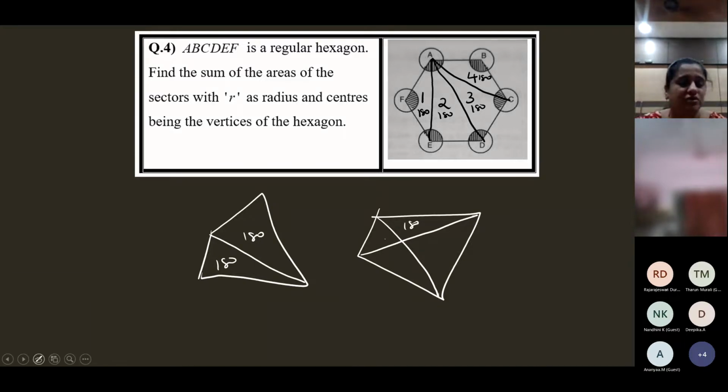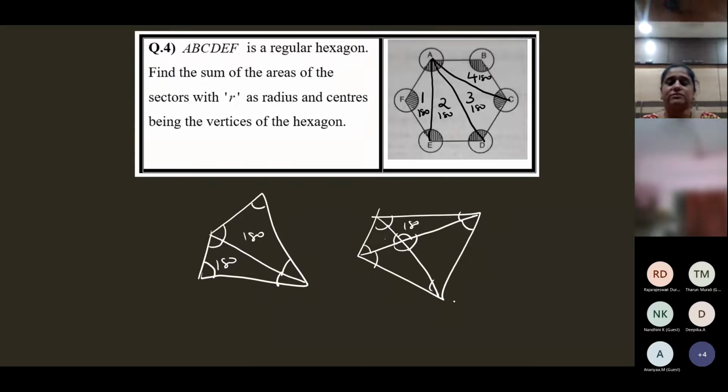No. See, in this triangle, we have this angle and this angle. In the other triangle, you have this angle and this angle. Like this, we have taken all the 4 angles. Yes or no? If you join the diagonals like this, you will be finding the sum of all these angles around the center as well. Children, do you understand the difference?